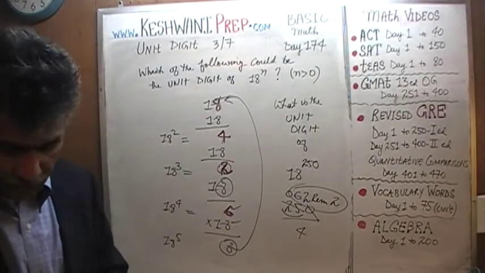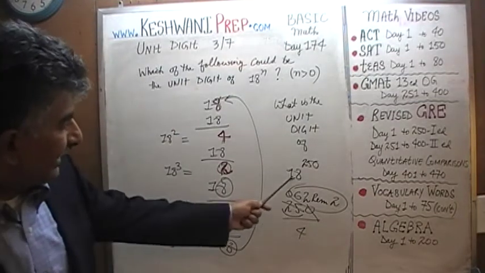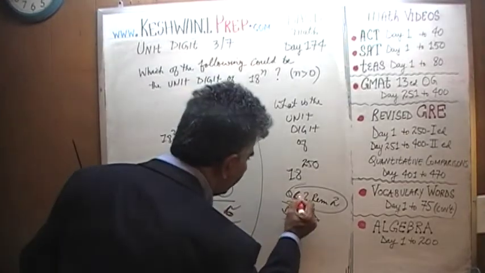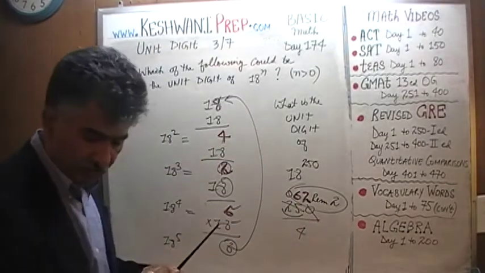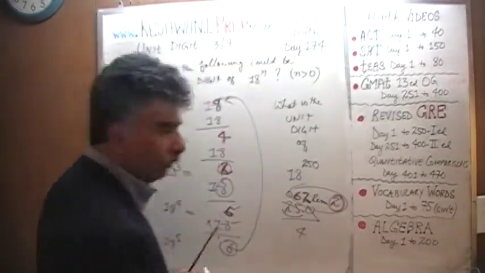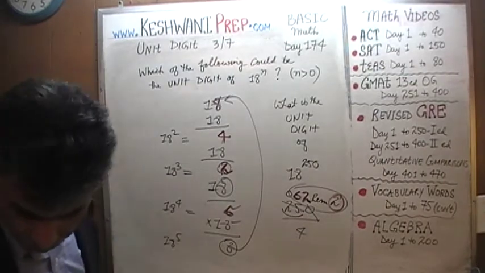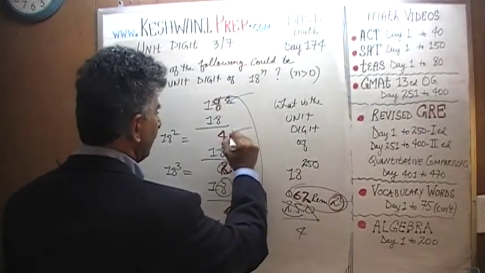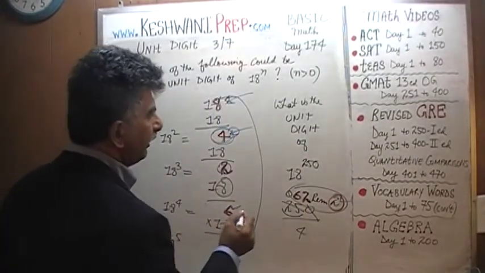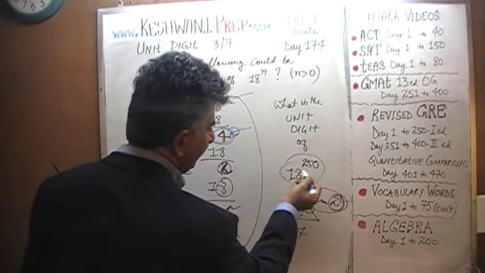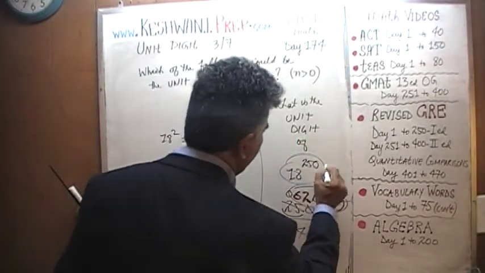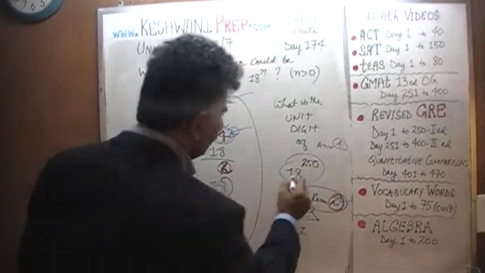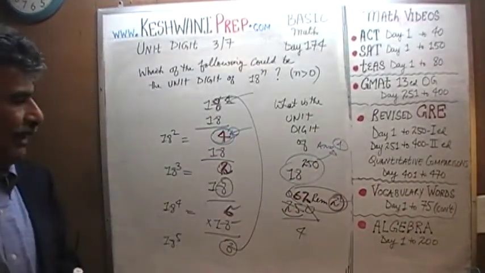In other words, if we were asked what's the unit digit of 18 raised to 250, we have to immediately realize that 18 raised to 250 will have 62 complete cycles, and we have 2 more to go. If you have 2 more to go, that's the first one, 8, and then there you go, voila, it will end in a 4. What's the unit digit of 18 raised to 250? The answer is 4.